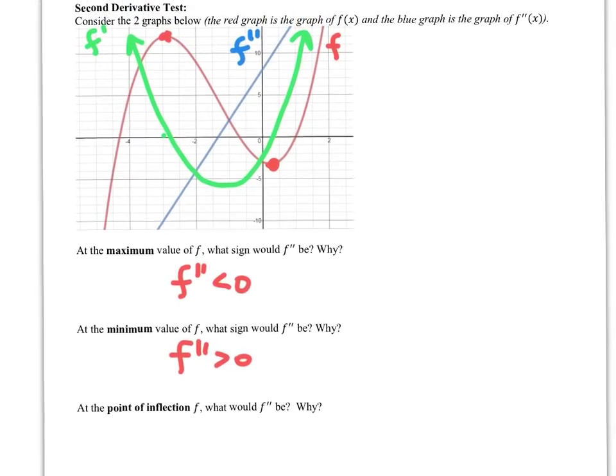At the point of inflection, what would f double prime be? Our point of inflection would be here. I would expect f double prime to equal 0.